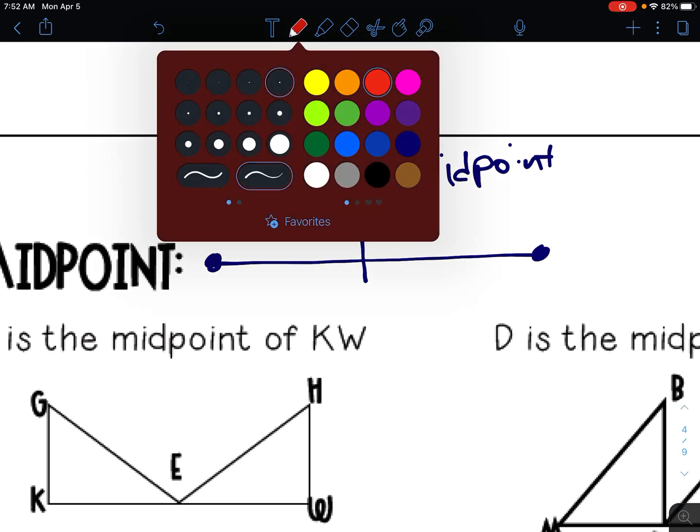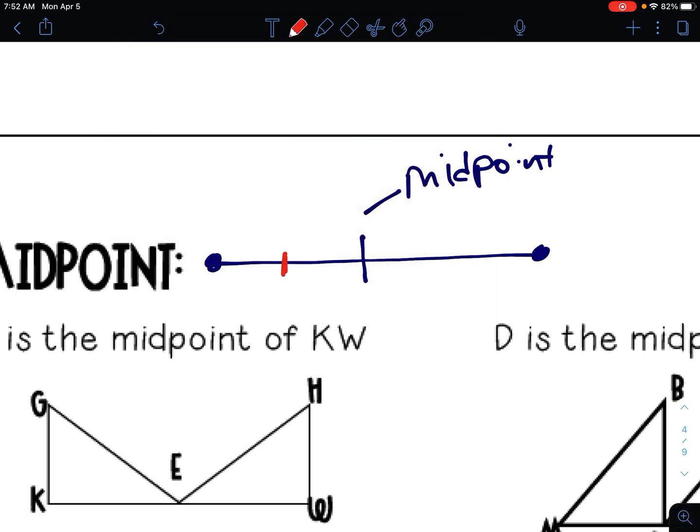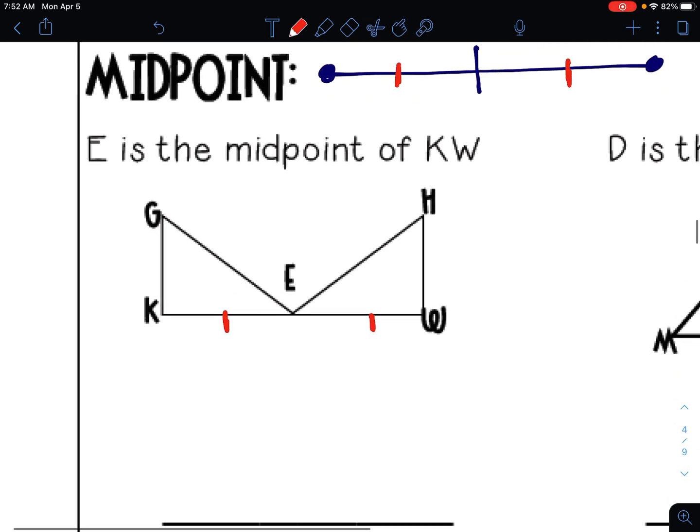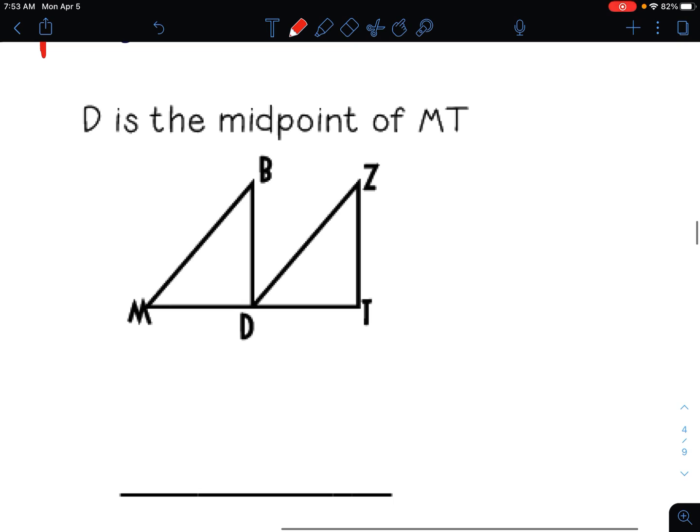Midpoint. Definition of midpoint means it's smack dab in the middle, meaning I have two congruent pieces. So when they say E is the midpoint of KW, all right, so KW is down here. What does that mean to be the midpoint? It means the distance from K to E is the same distance as W to E. So what information can I write off of this information? Because they give me the midpoint, I can say the distance from K to E is congruent to WE. Why? That's what it means to be a midpoint, definition of midpoint, okay?